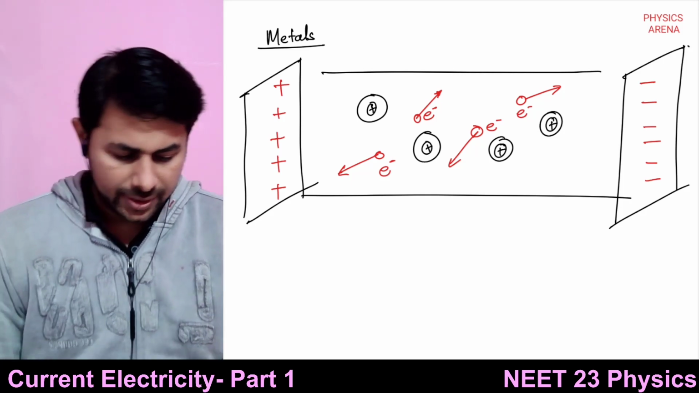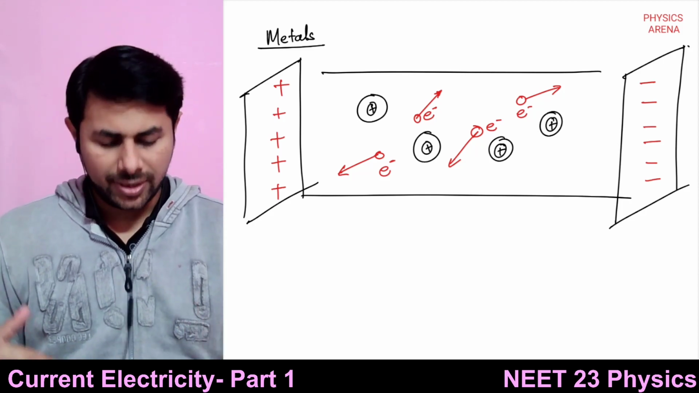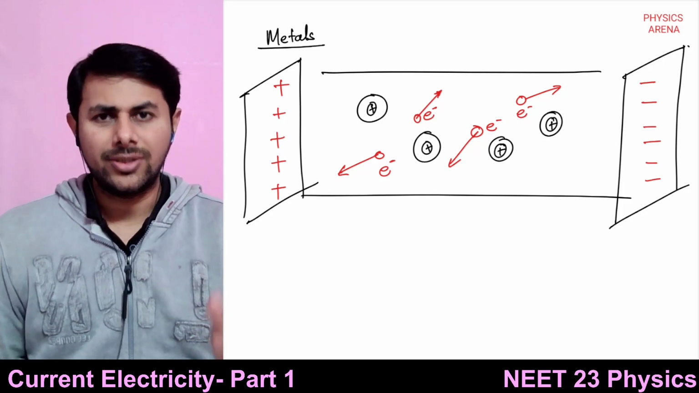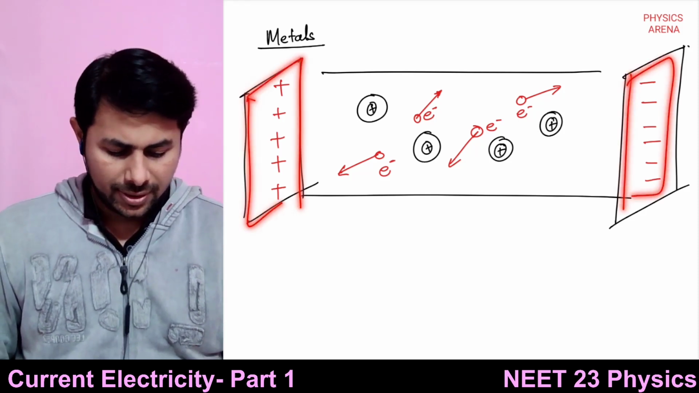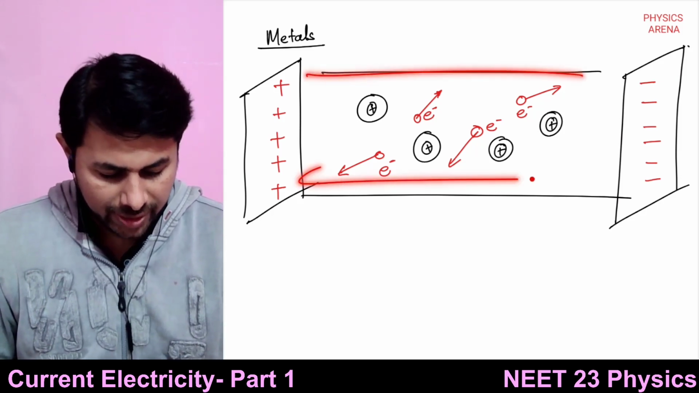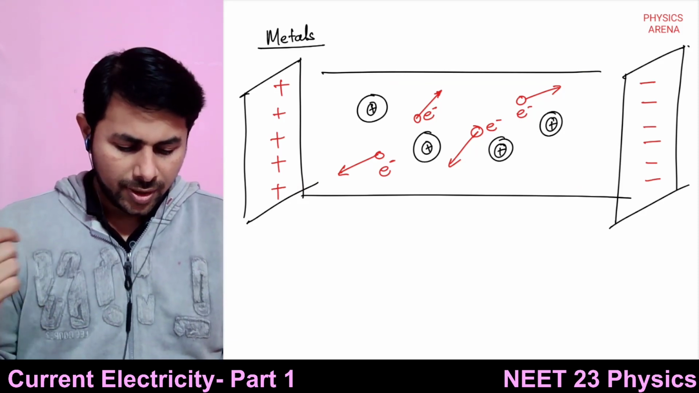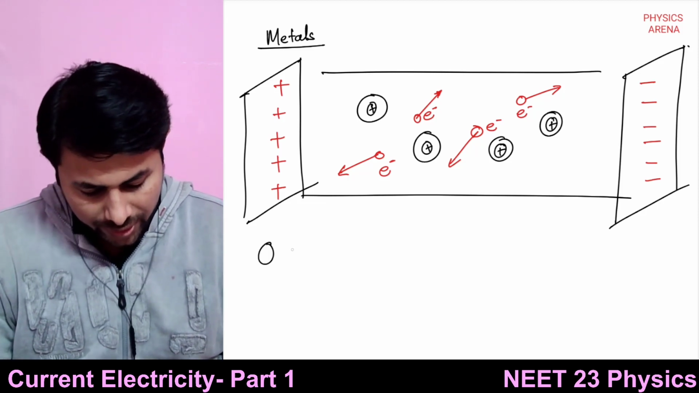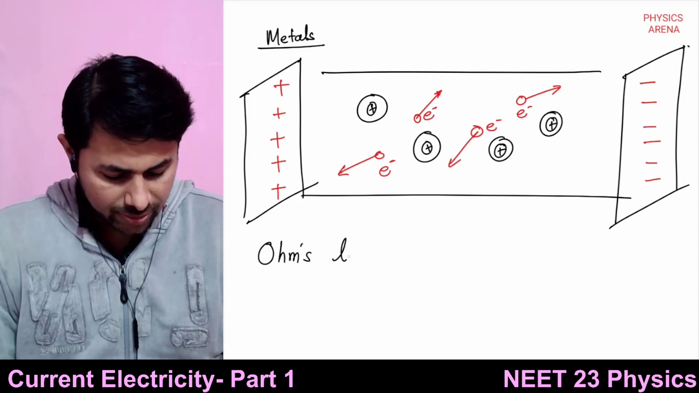Then there is a very important law which tells us the relation between the current flowing through a conductor and the potential difference that we apply across the conductor. Here we have connected a positive and negative plate. That means we have given some potential difference. Because of that potential difference there will be a flow of current, and the law that tells us the relation between current and the potential difference is known as Ohm's law.